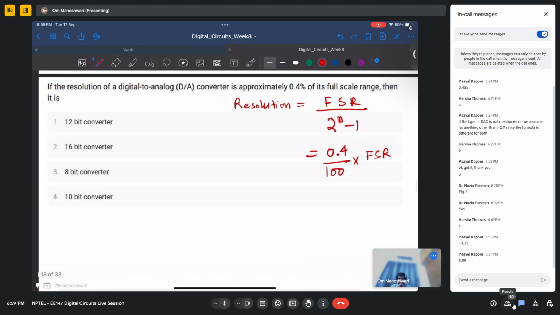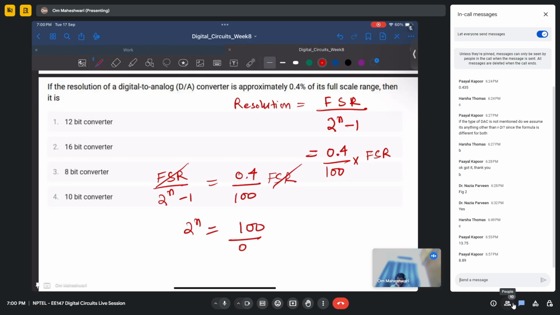What do you have to find? You have to find N. So you just equate this. FSR upon 2 to the power n minus 1 equals 0.4 by 100 FSR. FSR cancels. 2 to the power n equals 100 upon 0.4 plus 1, just 250 plus 1, 251.